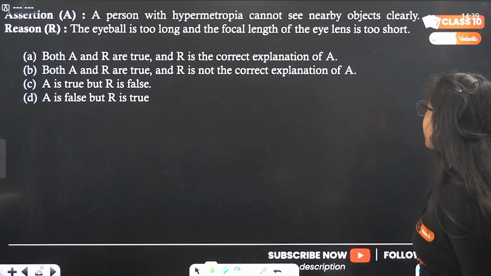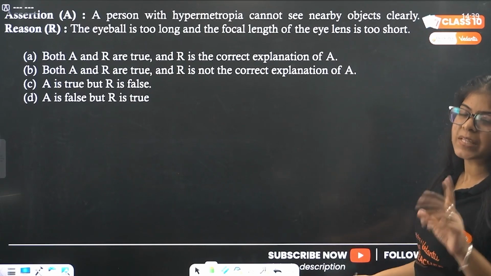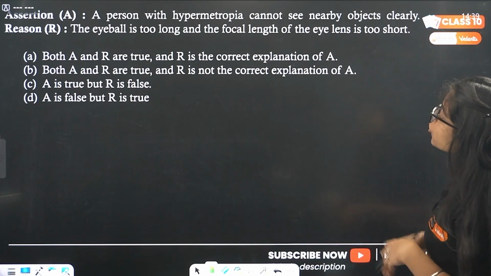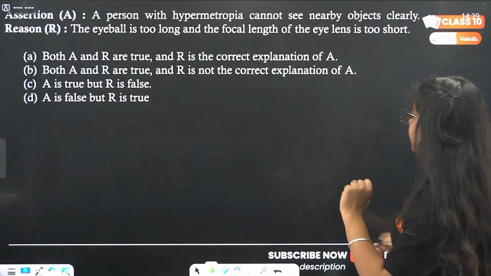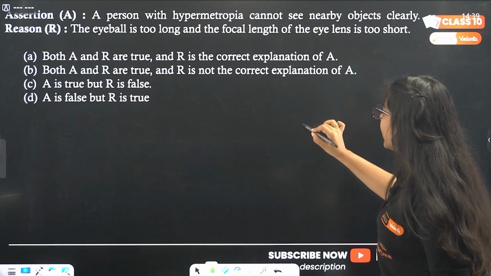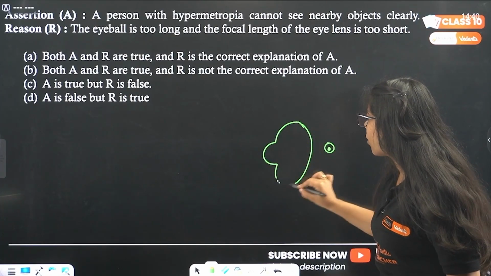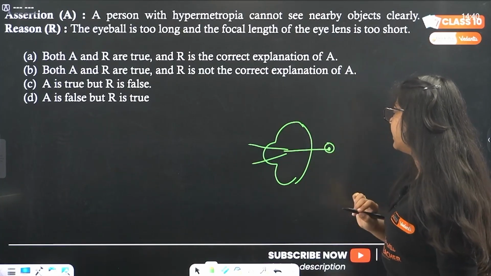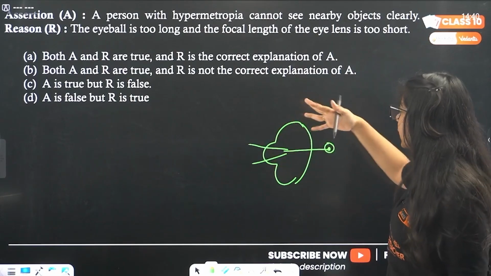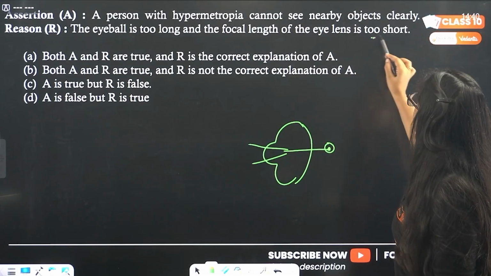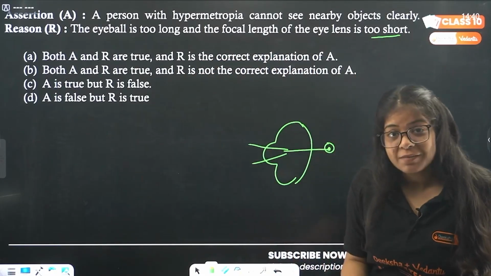A person with hypermetropia cannot see nearby objects clearly. That is true. The eyeball is too long and the focal length of the eye lens is too short. Let me make sense. Hypermetropia means the image is formed behind the retina. Behind the retina means the eyeball gets shortened or the focal length increases. Focal length is too short, eyeball is too long. It's opposite, right?